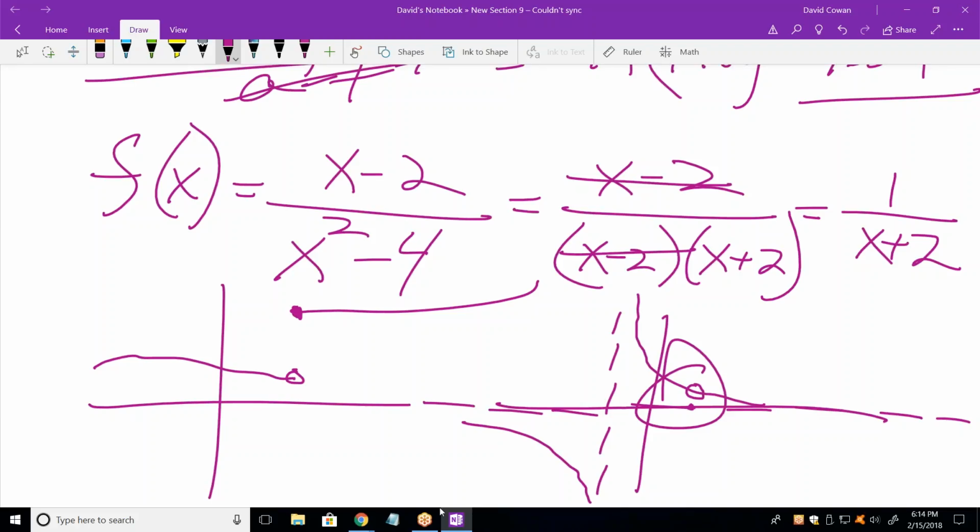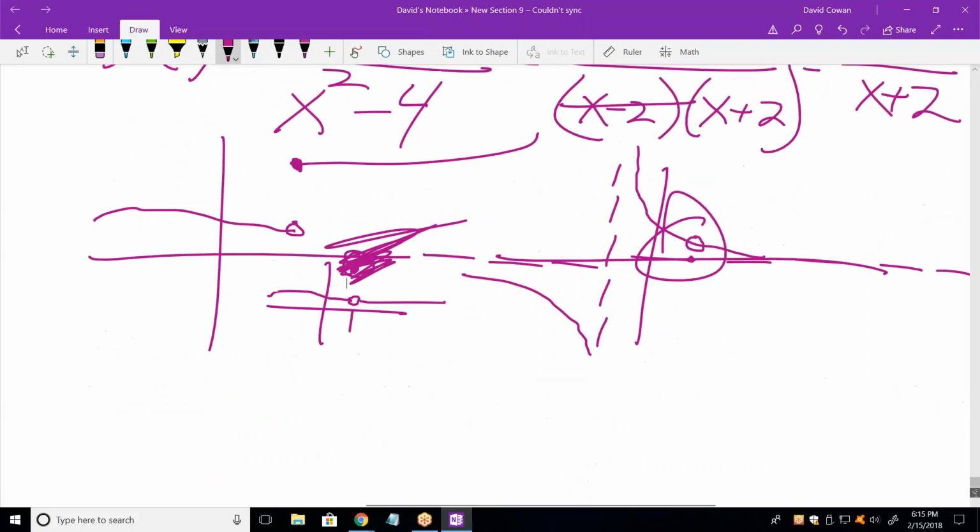Or that's also a jump discontinuity. It's not the same as a removable because I have that there. In other words, if that wasn't there, then it would be a removable discontinuity. It's just a hole. But as long as that is defined at that point, then it's a jump discontinuity.